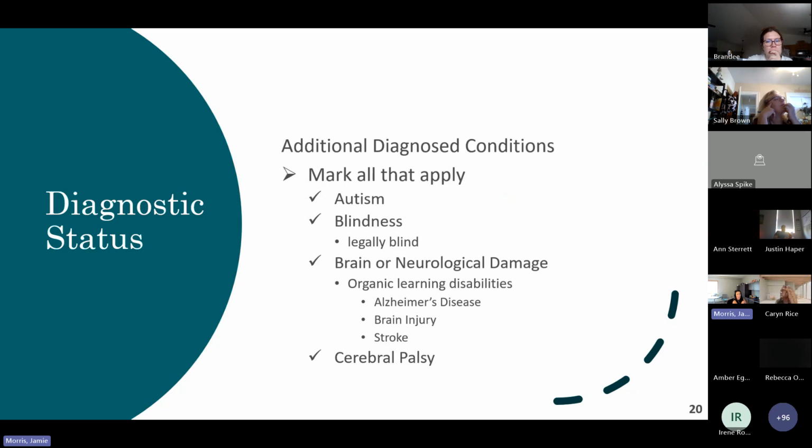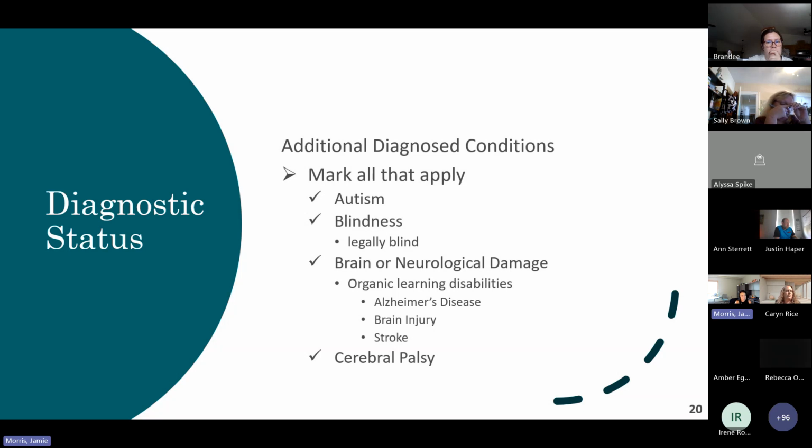We would be looking for somebody with the correct qualifications to provide this diagnosis. If we're wanting to choose an additional diagnosis of blindness, which would be considering them legally blind, you have to have seen documentation that a visual examination was completed and that both eyes would be in the 20/200 area in order to be considered for blindness as an additional diagnosis. Now, for the brain or neurological damage.